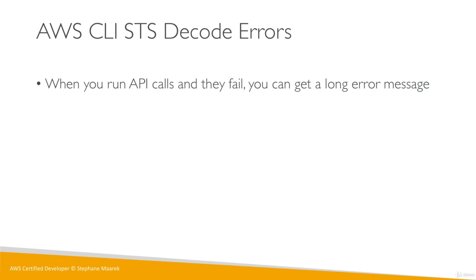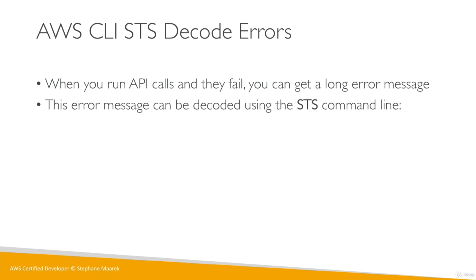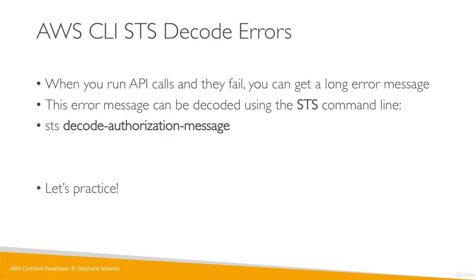So when you run API calls and they fail like we just did in the previous lecture, we can get a long error message that doesn't mean much. And we want to be able to decode it. For this, and it's a very popular question in the exam as well, you need the STS command line. So you have to run this STS decode authorization message to decode the messages. There is no better way to practice this concept, so let's have a look how this works.